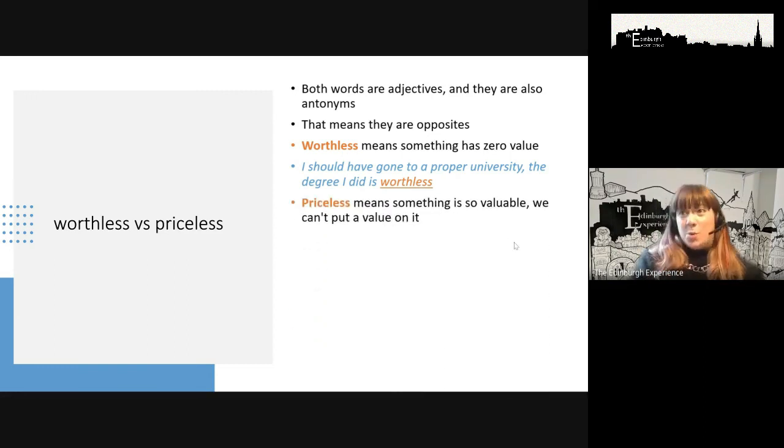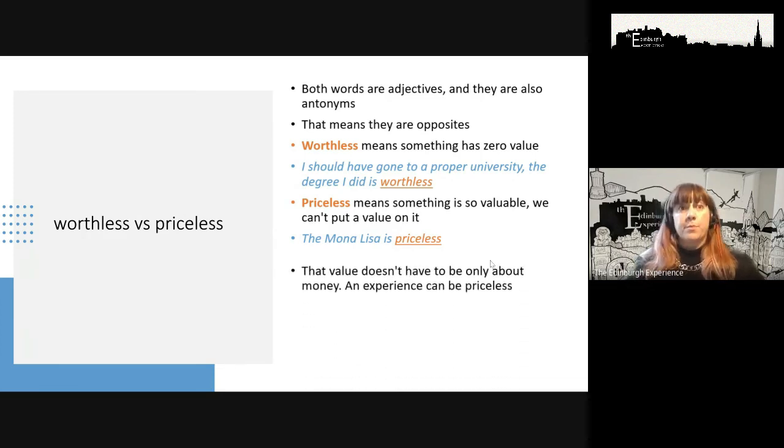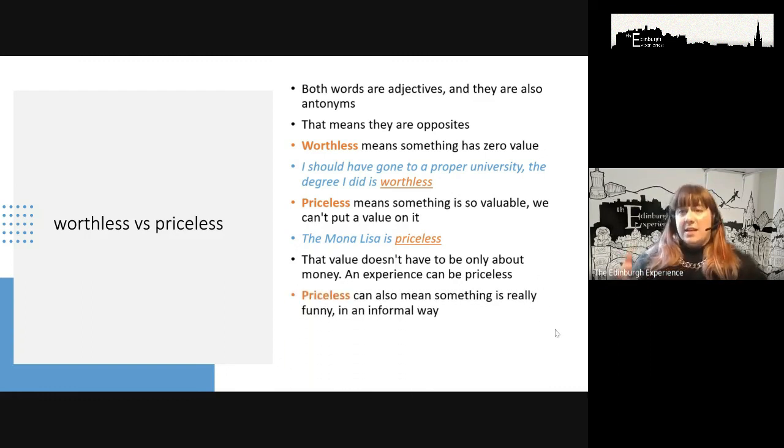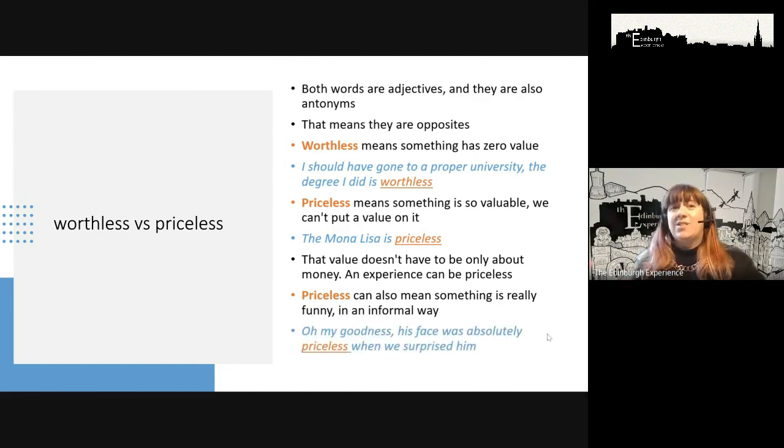Priceless is the total opposite. So it's something so valuable you can't put a value on it. For example, the Mona Lisa is priceless. It's impossible to say how much it's worth. So when we talk about value, it doesn't have to be money. It could also be, for example, an experience. So going to university is a priceless experience. You can't put any value on it. We also use priceless in a more informal way to say funny. So, for example, oh my goodness, his face was absolutely priceless when we surprised him.